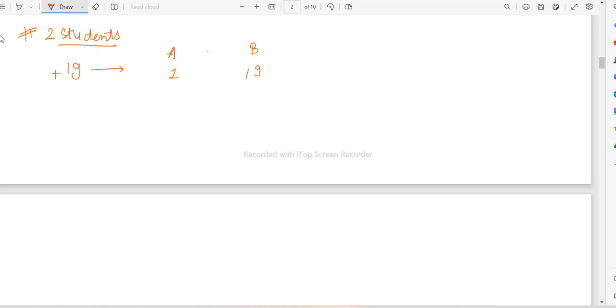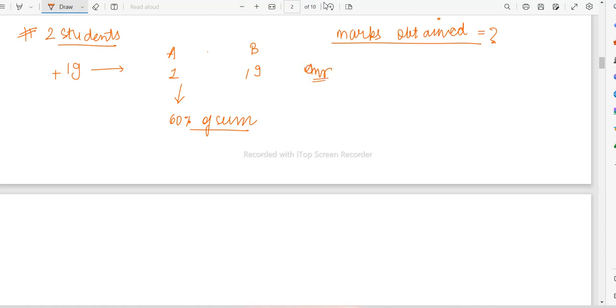And his marks were 60% of the sum of their marks. That means this one has got 60% of the sum of their marks together. Now you have to find the marks obtained by them, basically A and B. You have to find how much marks has been obtained by them. So how are you going to do this?